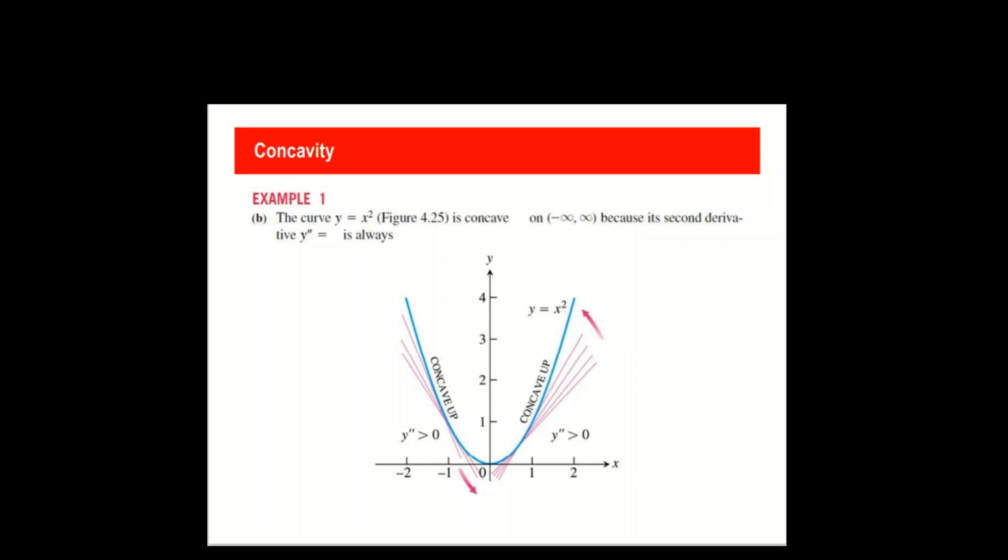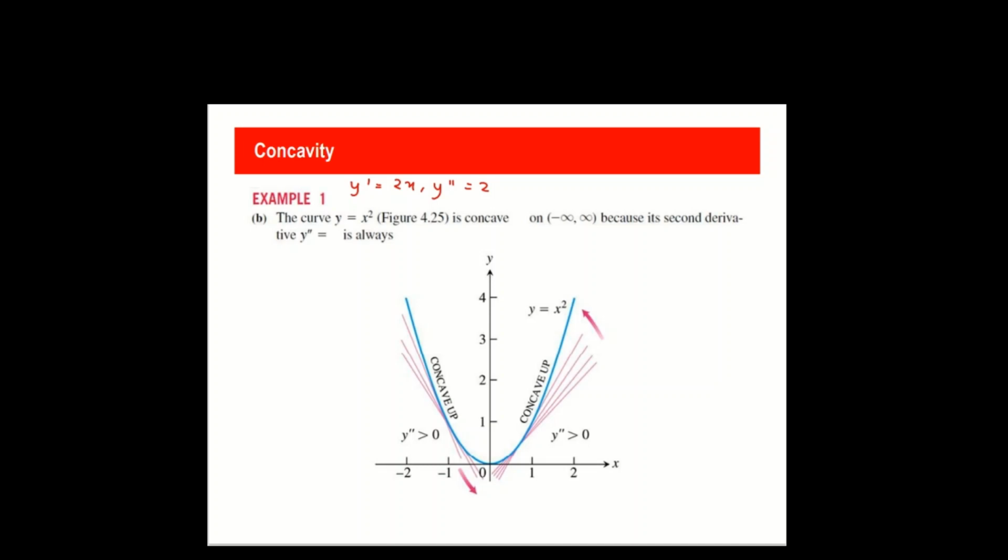Okay, so we have another example here. The curve y equal to x squared. We need to find y double prime as well. The first one: y prime is equal to 2x. So y double prime is equal to 2. You just differentiate this one and you get 2 here.